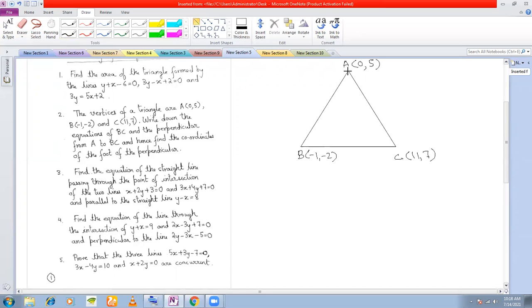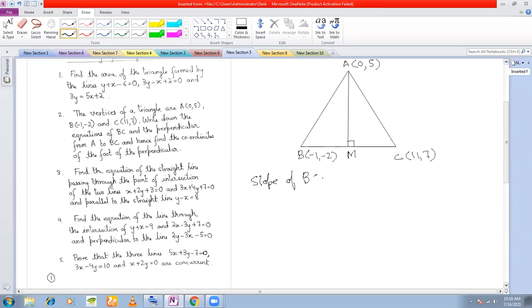So draw a perpendicular from A to BC. Let us call this point M. We need to find the equation of AM. How do you find the equation of AM? First of all, you see that AM is perpendicular to BC, so let us first find the slope of BC.